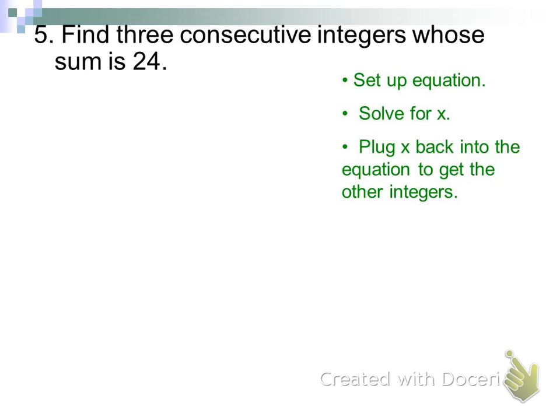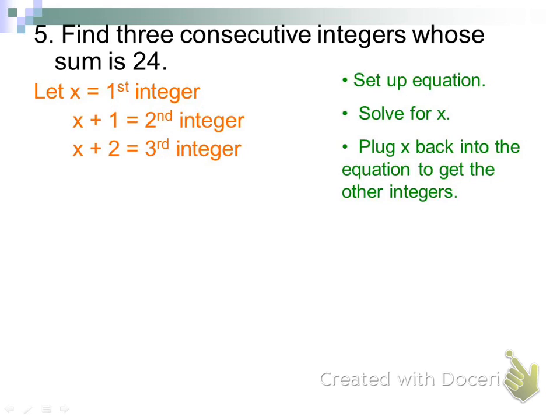So when we're setting up consecutive integer problems, where do we start? What do we call the first integer? X. What would we call the next integer? X plus 1. And the third integer, because we want 3 of them, x plus 2. Good. So once you have that first number, that's your x. To go up to the next number, you just add 1. To go up to the next number, you add 2. So that's how we set these up.